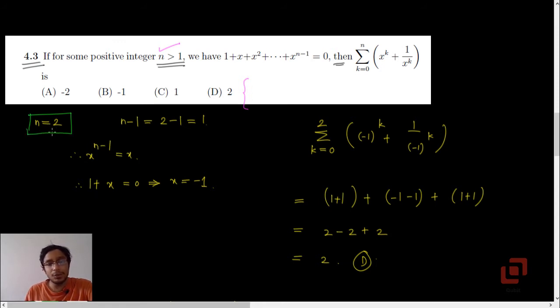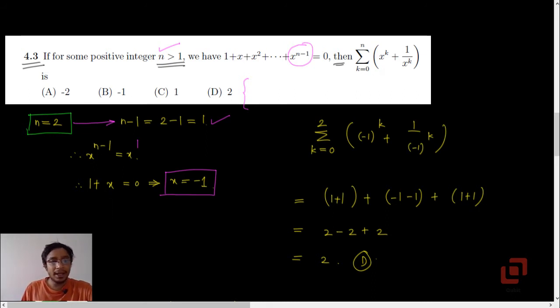Now if n is equal to 2, then what is the last term here? x to the power n minus 1. If n is 2, n minus 1 will be 1. So the highest power of x will be 1. So then this equation boils down to 1 plus x equal to 0, or x equal to -1. So this is the only solution of our equation, 1 plus x equal to 0.